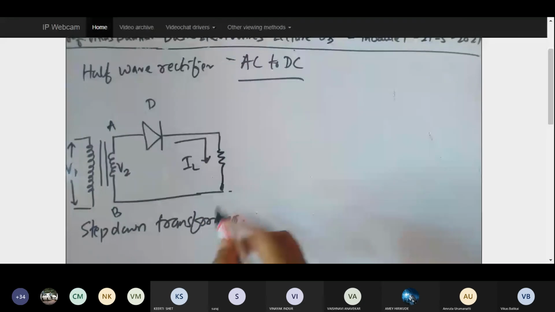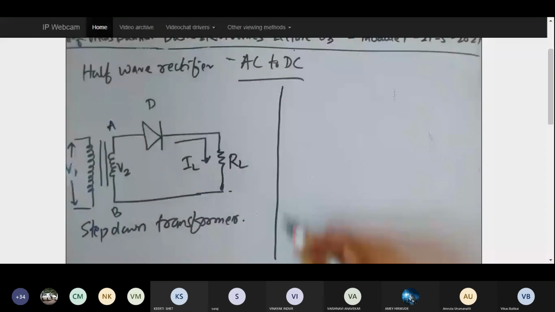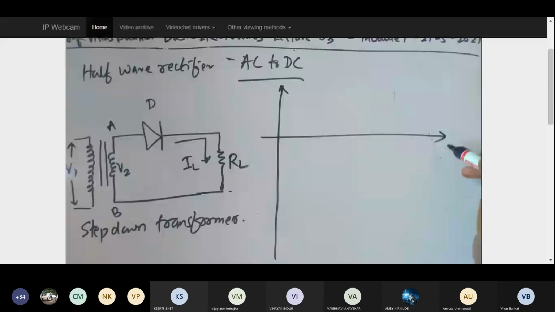Fine. So once we know this particular thing, now let us start to give the input. So let's try to give the input V in.